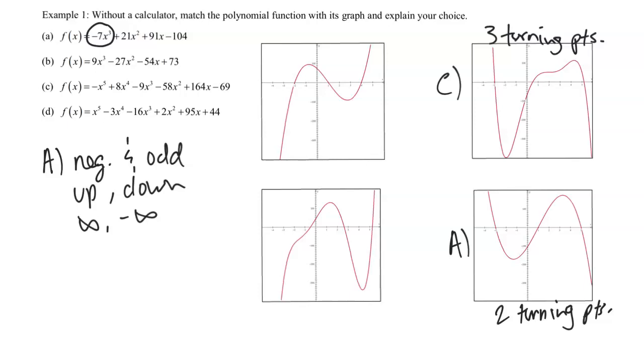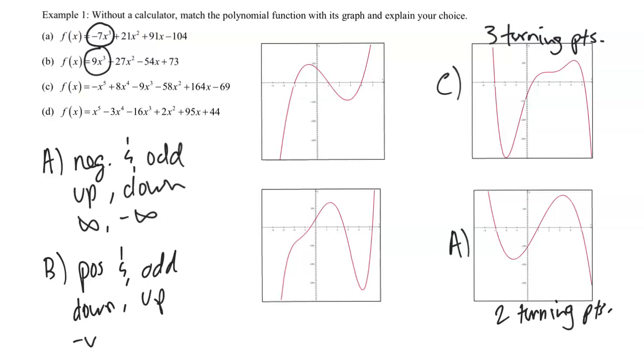Now that obviously leaves B and D for the other 2 graphs, so let's take a look here at B. B has a positive lead coefficient and odd degree, and so a positive and odd leading term means that the function is going to have the end behavior down and then up, or, less informally, negative infinity on the left and positive infinity on the right. And as you can see, that would correspond to both of these graphs. So how do you determine which one is B and which one is D? Well, you have to look at the number of turning points.